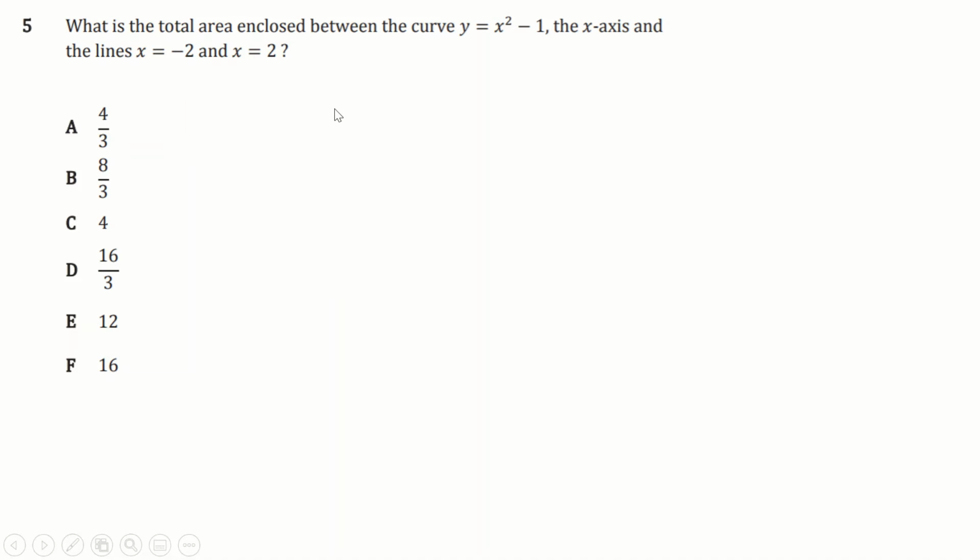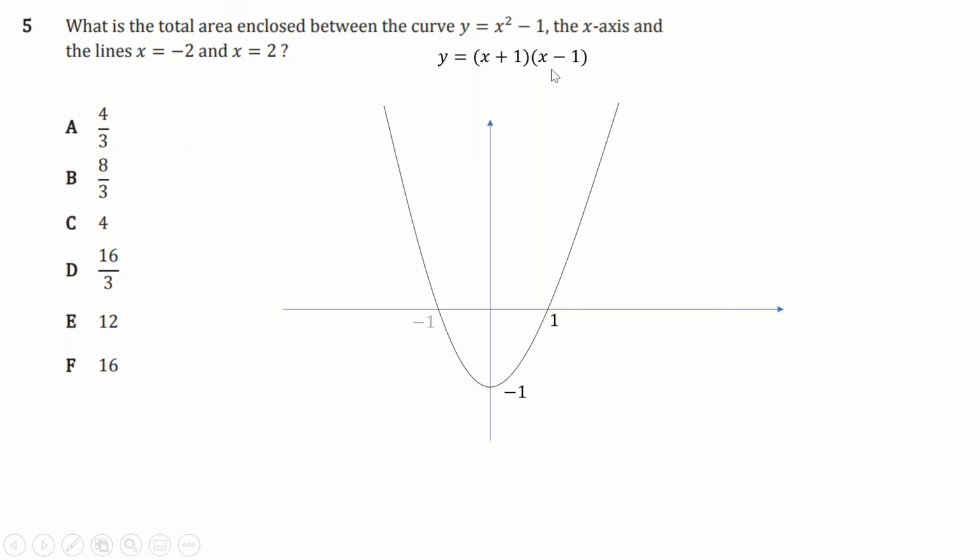Number 5. Okay, so basically integration, except it's an integration with a bit of a twist. Now I can plot this graph. It's a parabola, obviously, quadratic. Cuts the y-axis at -1. Its roots, well, this is a difference of 2 squares, so I can find its roots are at 1 and -1 pretty easily.